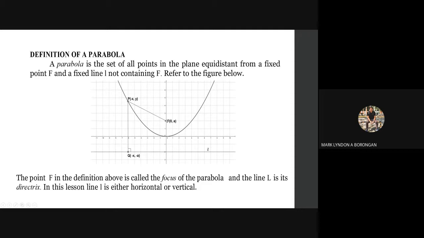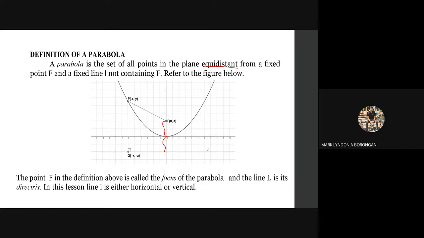So this means the distance from the vertex to F and the distance from the vertex to L are equal. So it is equidistant from a fixed point F and a fixed line L not containing F. This means the line L does not contain F, so it is outside the parabola.